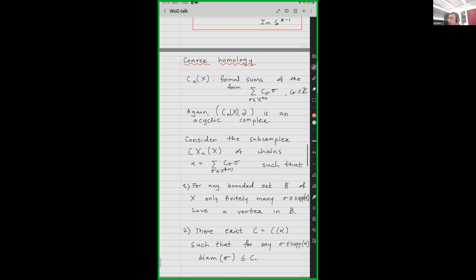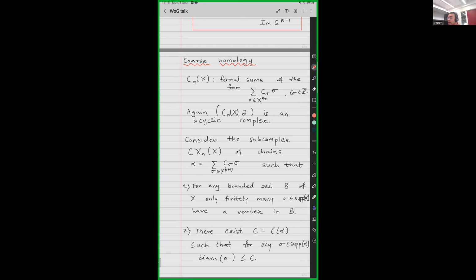It's a homology theory. So here, instead of considering functions, we are thinking of formal sums of this form, and they're not necessarily finite formal sums. Sigma again here is an n+1 tuple of points in X, and C sub sigma is just a coefficient. It's an integer, right?